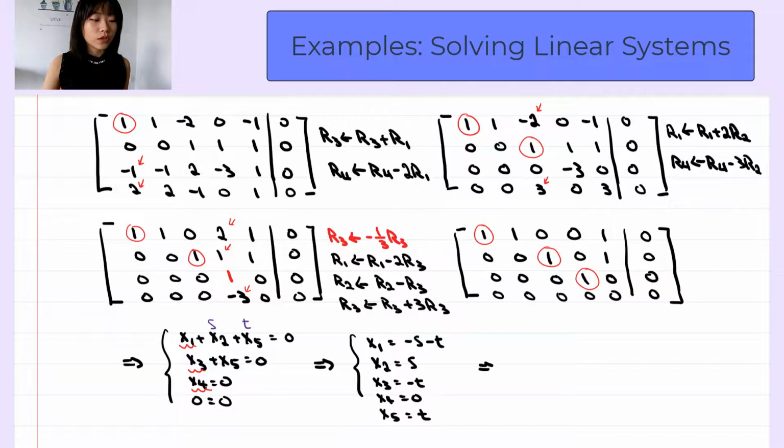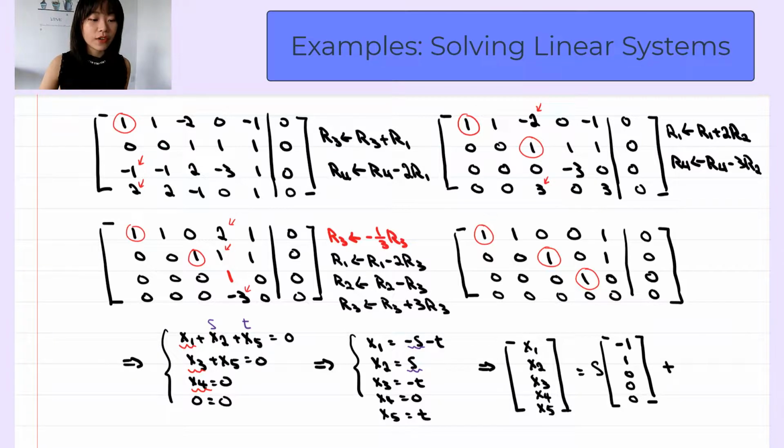I can also write the solution in vector form. x1, x2, x3, x4, and x5 equals. I can factor out the s. So now I look for the coefficient in front of s. In x1, there's a negative 1, x2 is 1, x3 is 0, x4 is also 0, and x5 is also 0. So if I factor out the s, I get negative 1, 1, 0, 0, and 0.